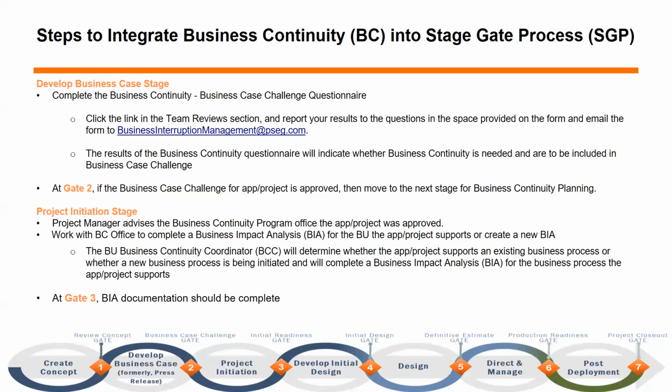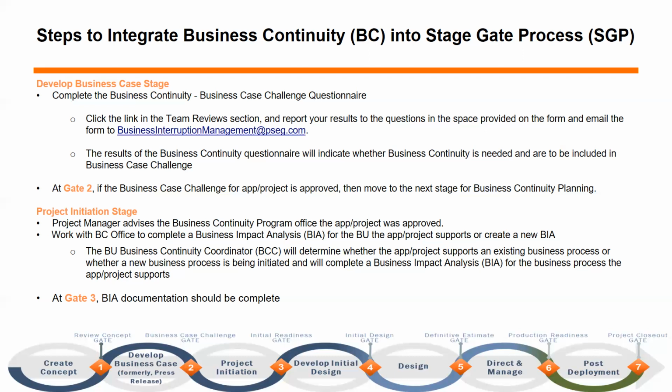At stage gate 3, the project initiation, the project manager advises the business continuity program office the application or the project was approved, and then works with the business continuity office to complete a business impact analysis for the business unit the application or the project supports, or create a new BIA. The business unit business continuity coordinator will determine whether or not the application or the project supports an existing business process, or whether a new business process is being initiated, and will complete a business impact analysis for the business process the application or the project supports.